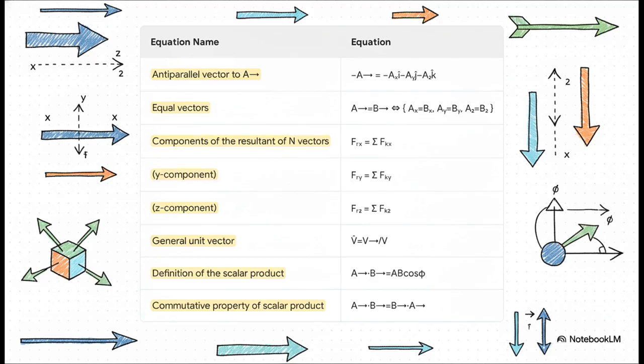Now we're building on that foundation. This shows us how to find the total result of a whole bunch of vectors just by adding up their individual components. That's a crazy powerful shortcut.